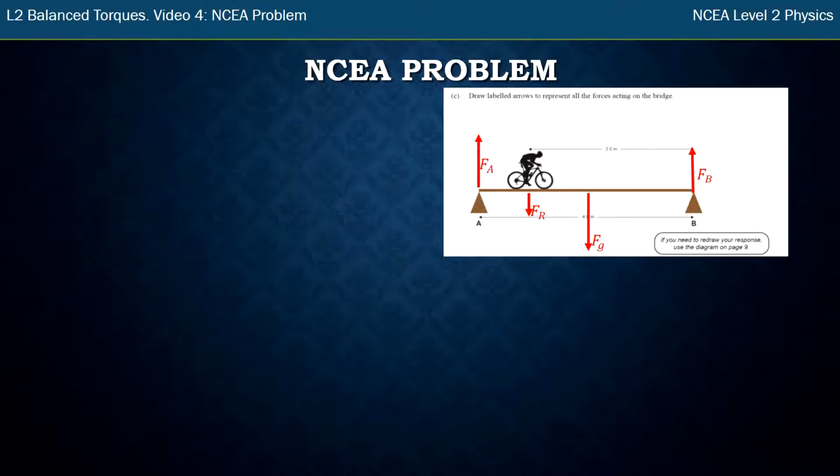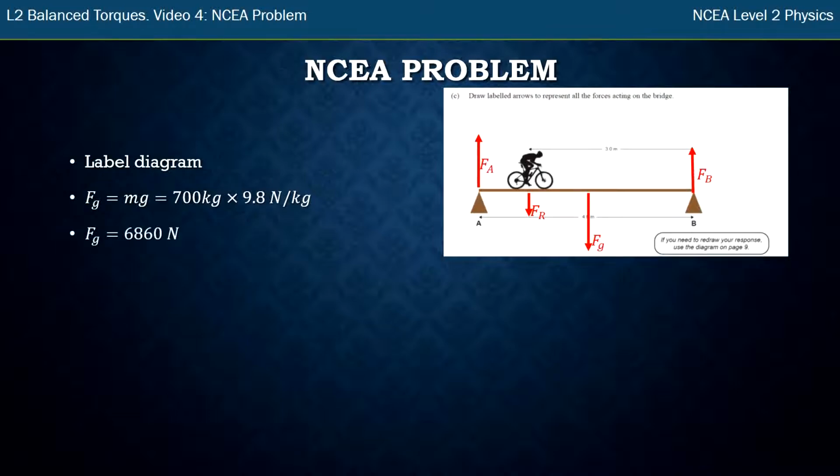So the first one was to label the diagram. Even though I've got this labelled, I can label it further because I can work out some of the forces quickly now. For example, the force of gravity on the bridge is just mass times gravity, 700 times 9.8 newtons per kg, and multiplied together that gives me 6860. So I'm going to add that to my diagram.